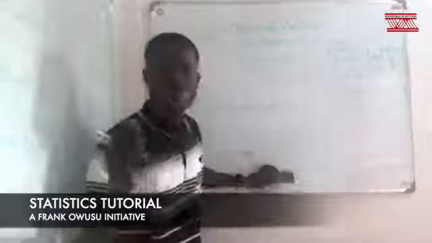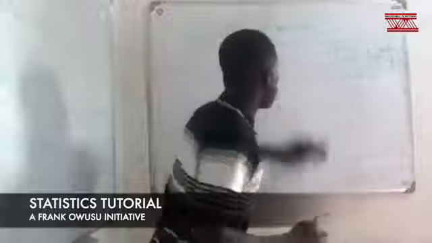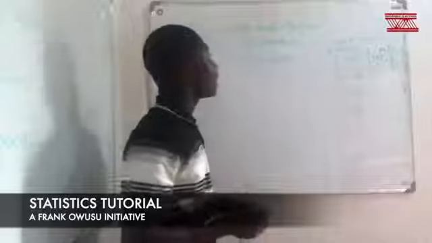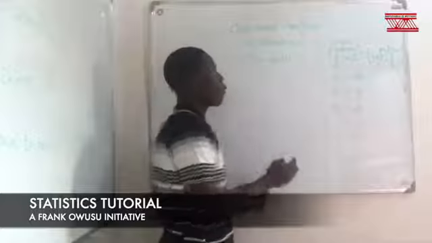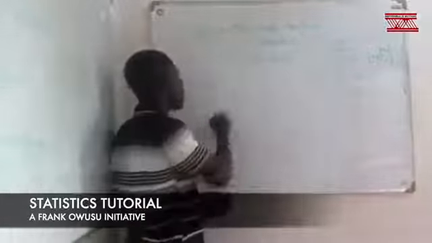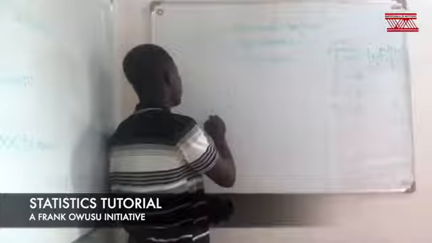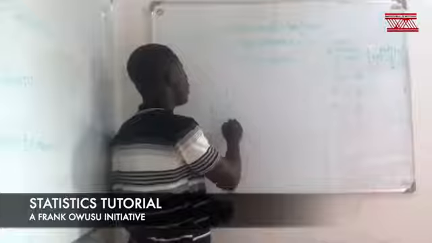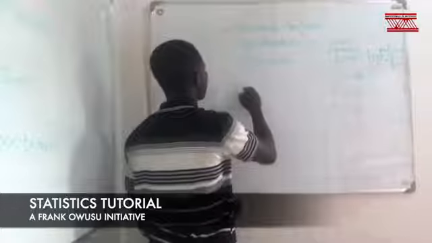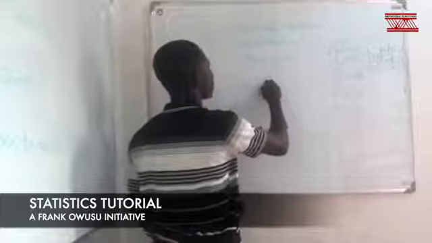So please let me draw a table here. If I'm asked to find the class boundaries of a particular given class, let's say I'm having this same class: 1 to 5, 6 to 10, 11 to 15. If I'm asked to find the class boundaries.